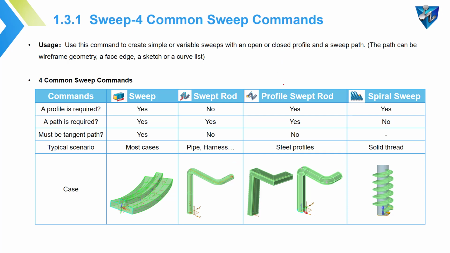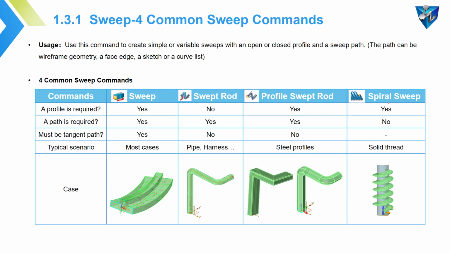Okay, and the third one is profile swept rod. This one is similar to a sweep rod, but you need to define its profile, and also you need to define its path. But its path can be tangent or can be intangent. Okay, and the typical scenario is about some steel profiles, like below you can see some welded steel profiles.